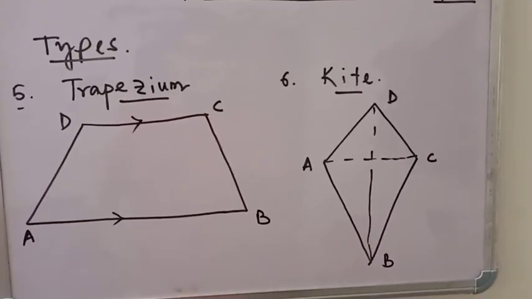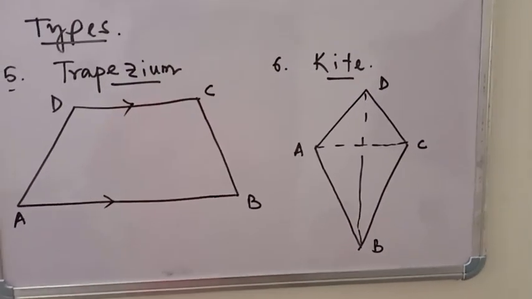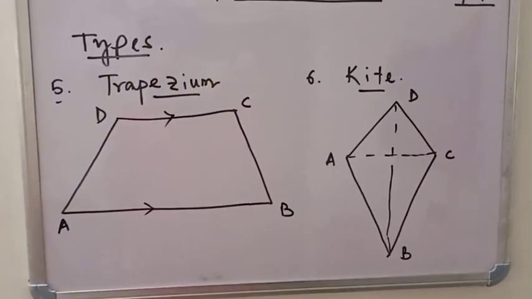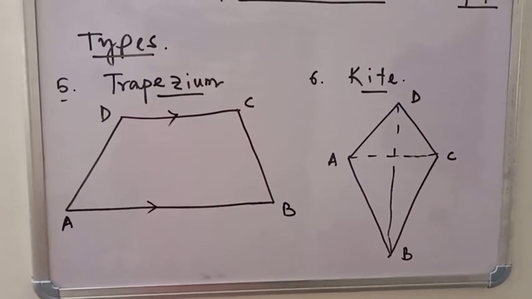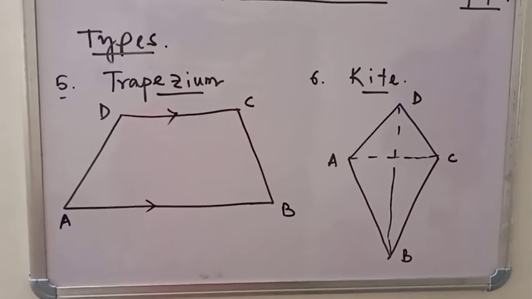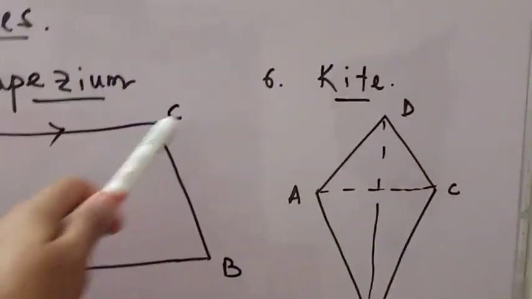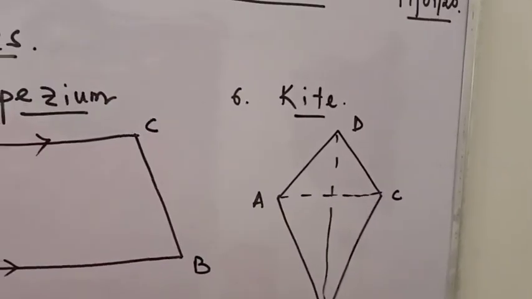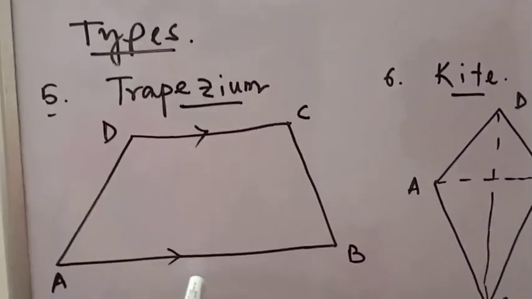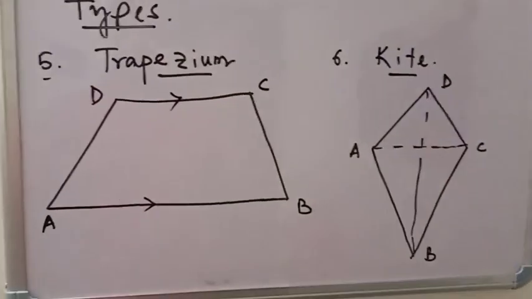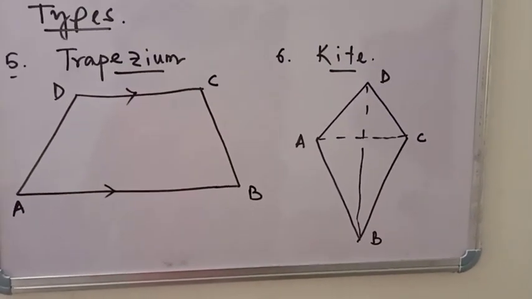And the last two types are trapezium and kite. So what is a trapezium? A quadrilateral in which one pair of opposite sides is parallel is called a trapezium. That means CD is parallel to AB. This is called a trapezium.